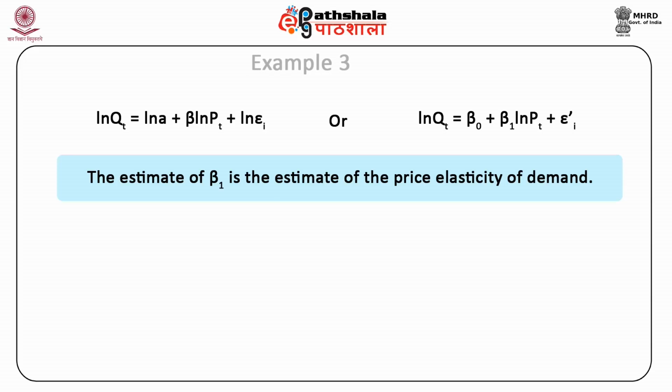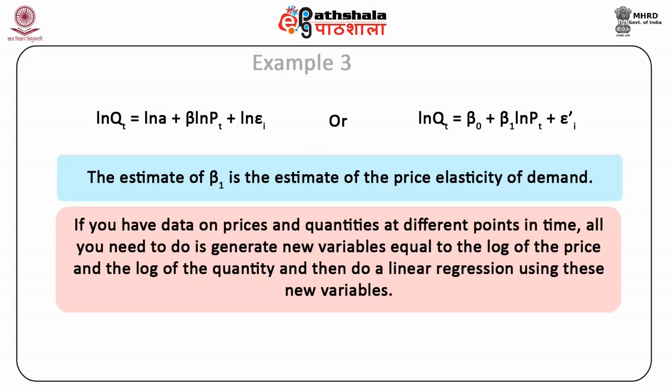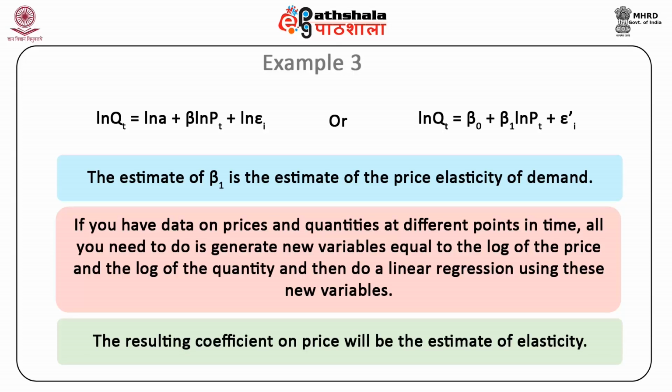To be more clear about doing this, if you have data on prices and quantities at different points in time, all you need to do is generate new variables equal to the log of the price and the log of the quantity, and do a linear regression using these new variables. The resulting coefficient on price will be the estimate of elasticity.